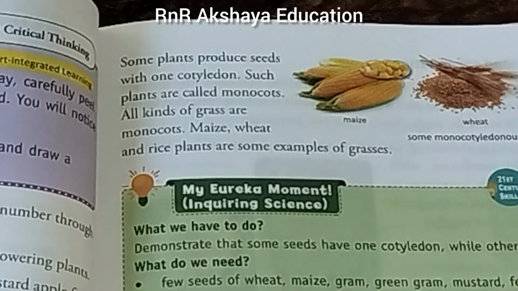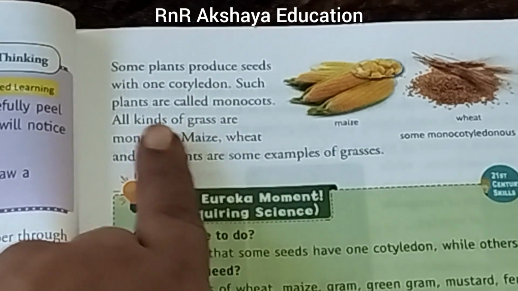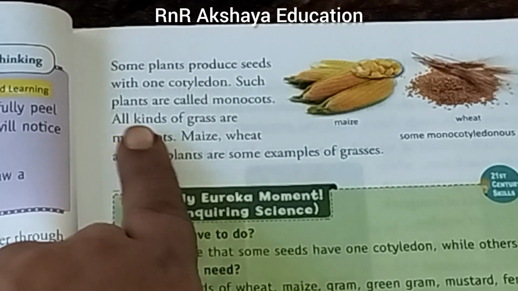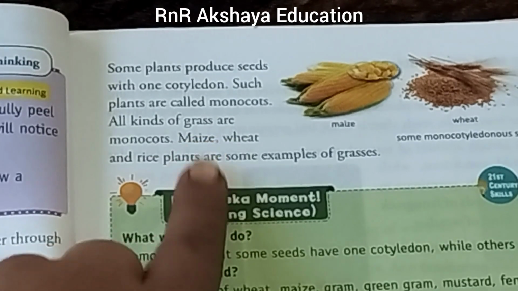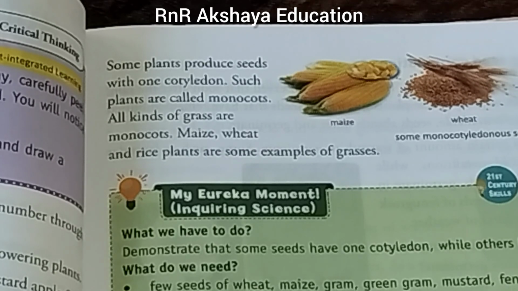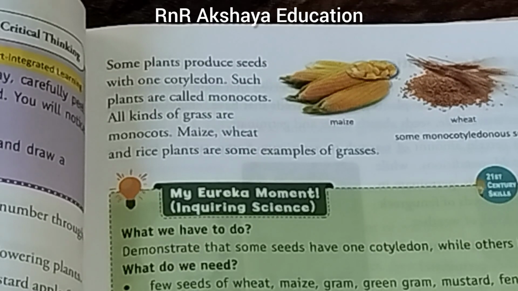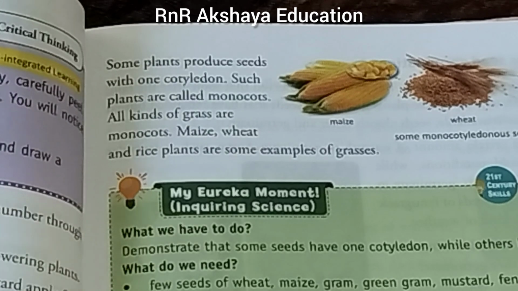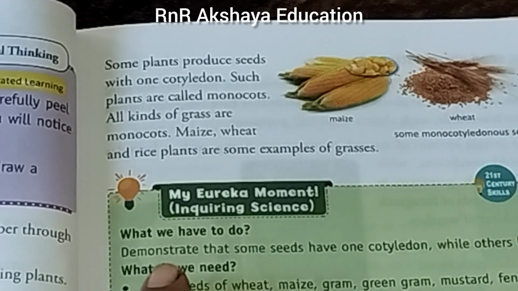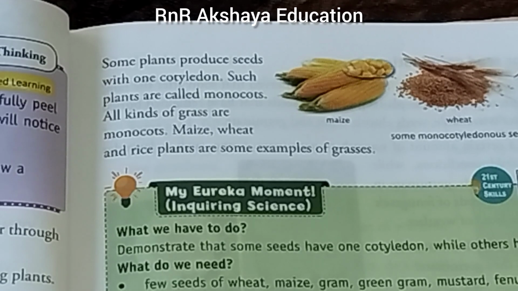What are monocots? Now let me explain. Some plants produce seeds with one cotyledon. Such plants are called monocots. Dicots means there are two cotyledons. Monocot means there is only one cotyledon. That is what they are telling here.